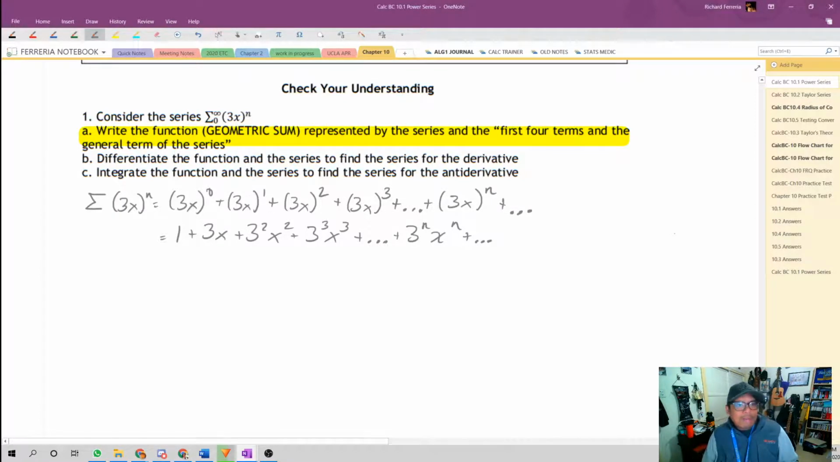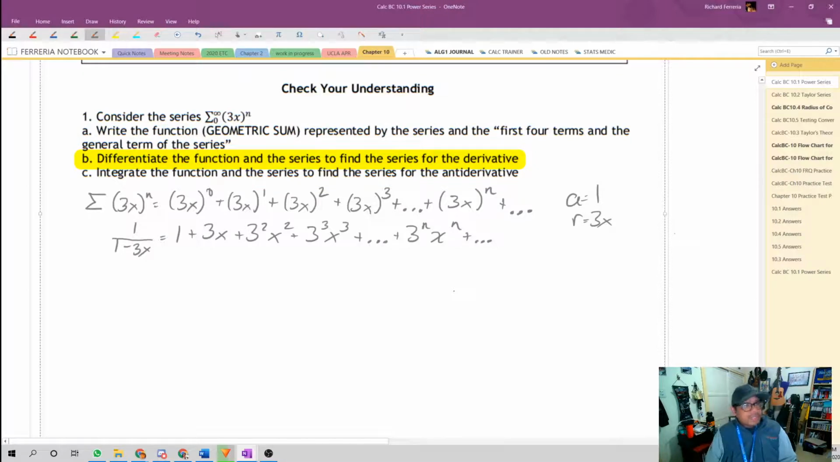So do we have the first 4? No, do we have the function? No, we don't have the function, but we know the first term is 1, and we know that the common ratio is 3x. So we can write that series, the geometric sum, really easily. That's just 1 over 1 minus 3x. So I think that's part A, and we're good.